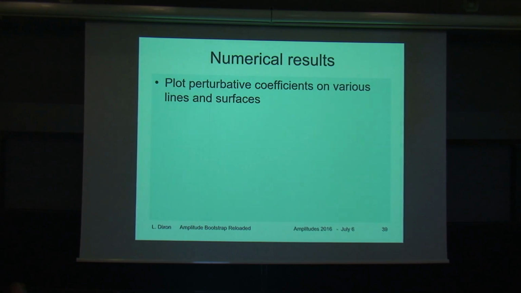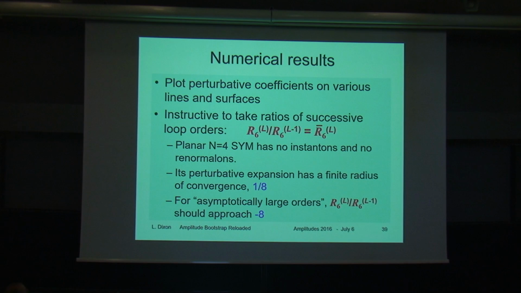So in the remaining few minutes, I just wanted to show you some numerical results. We're going to plot the perturbative coefficients on various lines and surfaces, and one of the things we're looking for is how close are we to asymptopia. What does asymptopia mean? Well, we think that if you get to large enough loop order, the ratio of successive loop orders, which we might call R6 bar for the remainder function, should go to a constant, -8 in the units I've been using. That's because the perturbative expansion in these units has a finite radius of convergence. And this radius is 1/8.